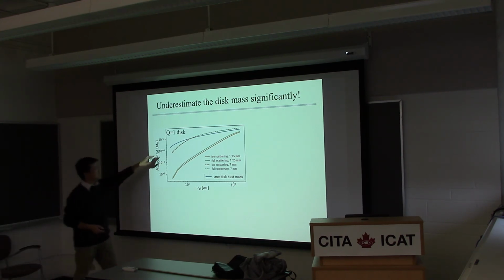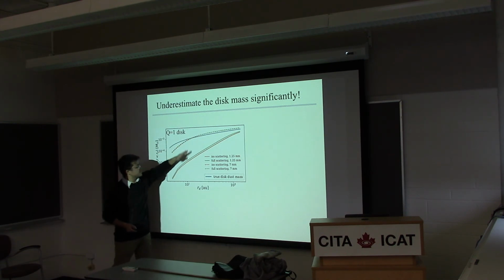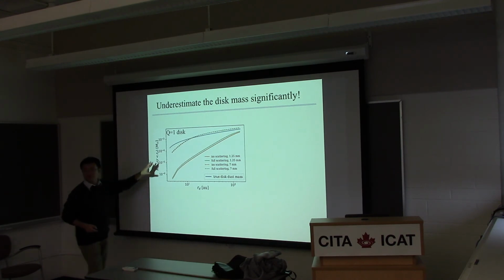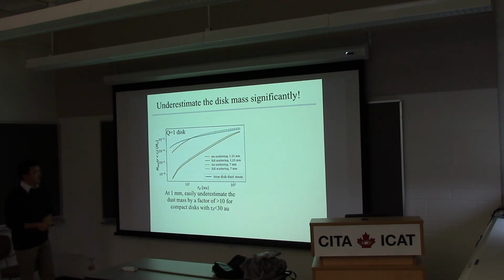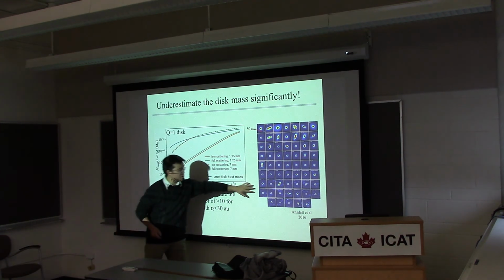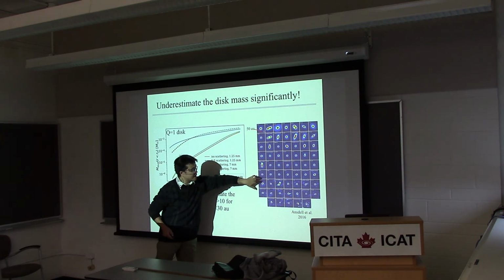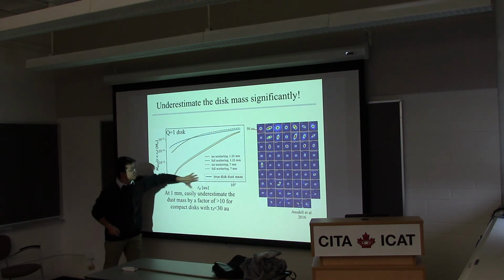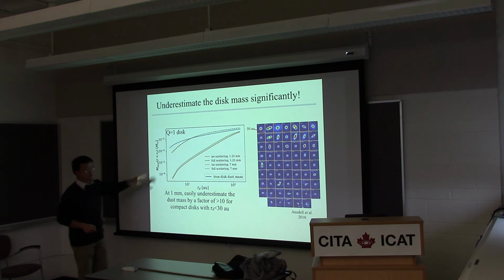And because we underestimate optical depths, we underestimate the disk mass. So this is the true disk mass. This is the disk mass if we do not consider scattering. They differ from the true mass by 1 to 2 orders of magnitude. Okay. So at 1 millimeter, we could easily underestimate the dust mass by a factor of 10. That's what I'm arguing. And considering that most protoplanetary disks are really compact disks, and they are small, we could underestimate the mass dramatically.